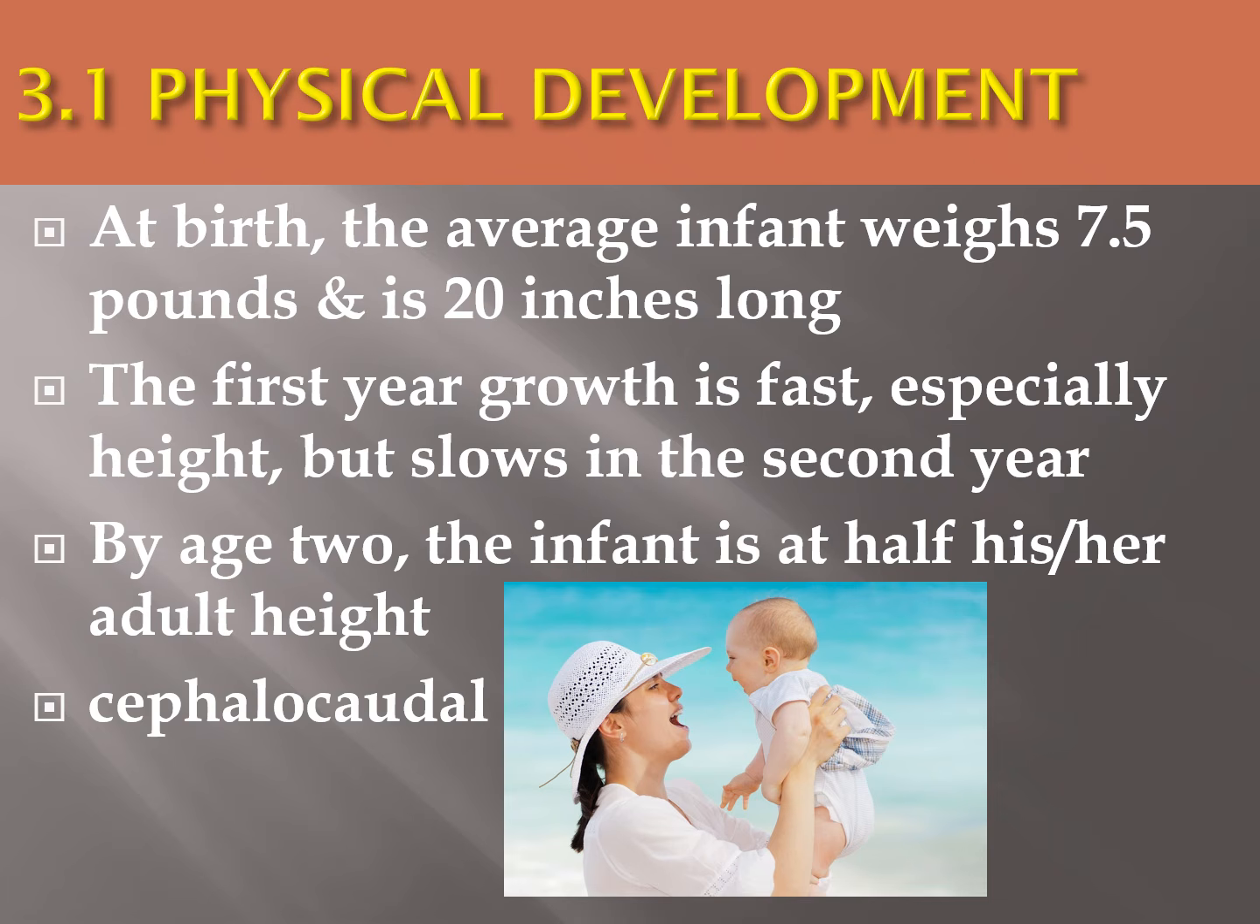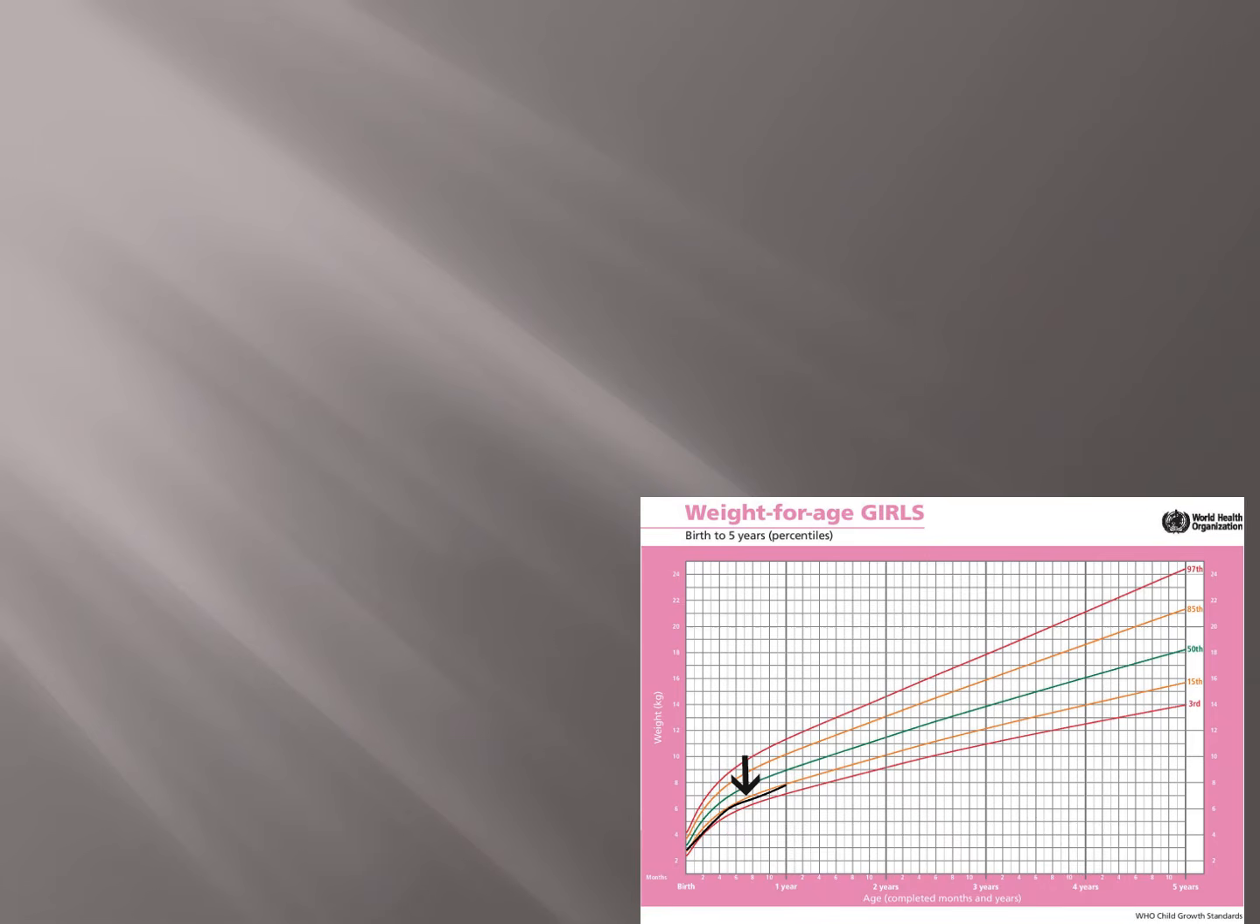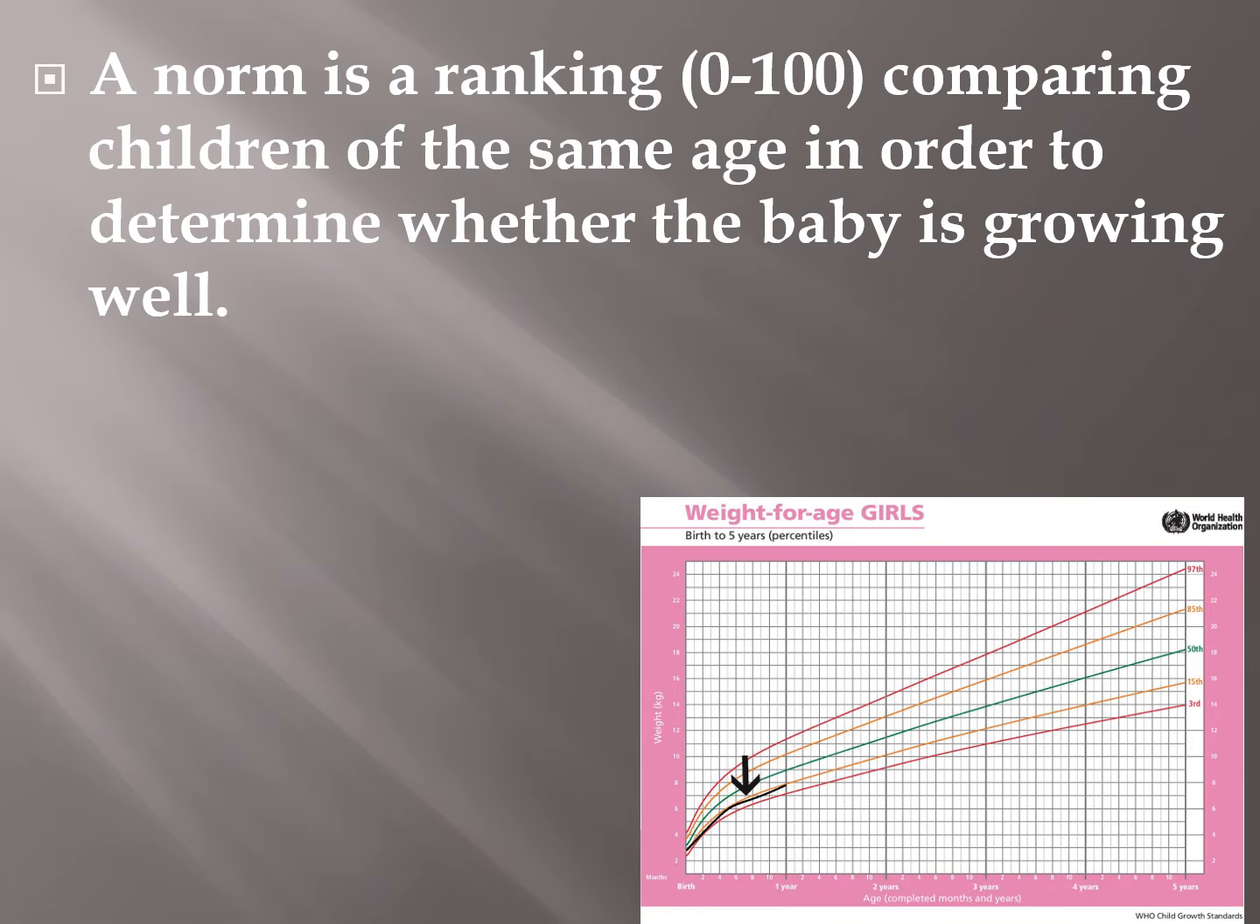Okay, and growth is cephalocaudal, which means the head gets big first and then goes down the body. And that's why you'll see children in this age group with big heads. And you try not to say anything to their mother because the mother doesn't want to think her kid has a fat head. It's quite normal.